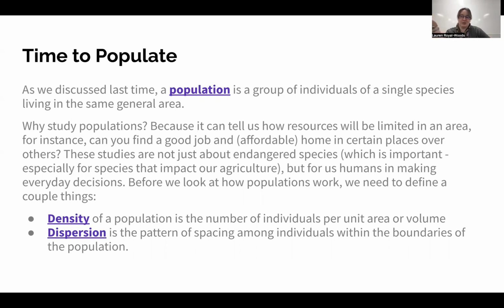So this does pertain to everyday human life just as much as it pertains to us studying populations of animals out in the wild, because remember, especially in ecology, we're looking from the top down and everything's really connected. So there's more than one influence going on in here. These studies are not just about endangered species. It's also important for us humans for making everyday decisions.